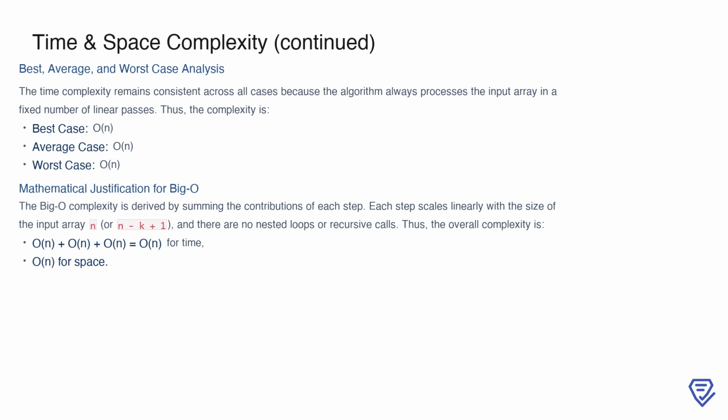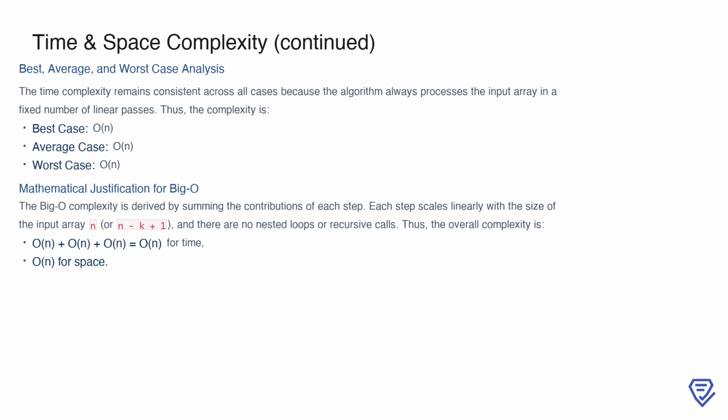Mathematically, the big O complexity is derived by summing up the contributions of all steps: O(n) for prefix sums, O(n) for the left and right maximums, and O(n) for iterating over the middle subarray. Together, this results in O(n). The space complexity analysis follows a similar pattern, as all auxiliary data structures scale linearly with n, leading to a total space complexity of O(n).